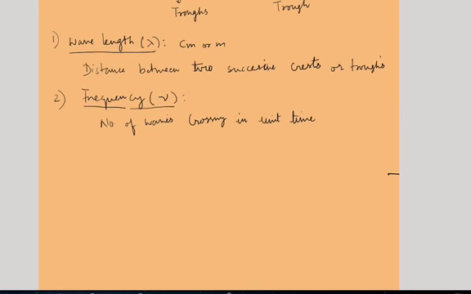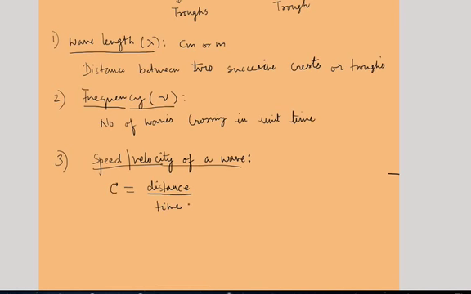Next we have speed or velocity of a wave. What is this? This is the amount of speed with which the wave is traveling. So for instance, if I say c is the speed, then c will be equal to distance covered by the wave by time taken.